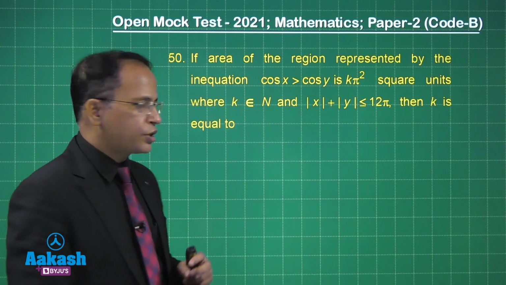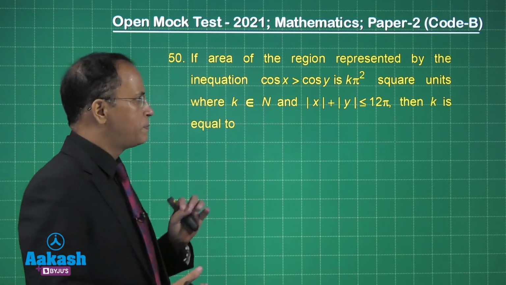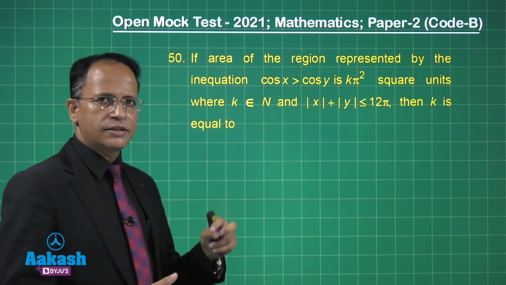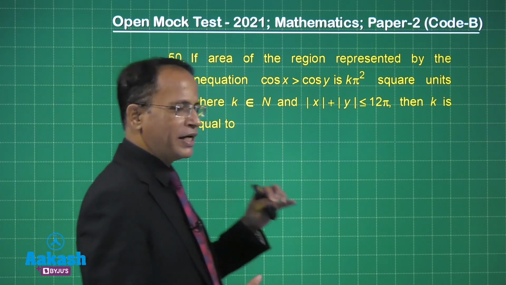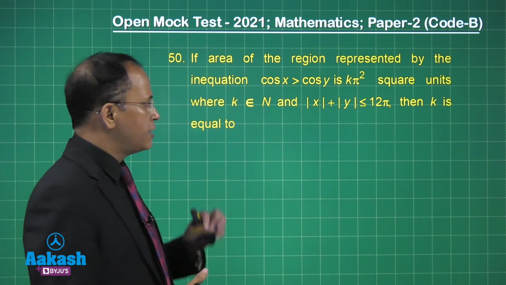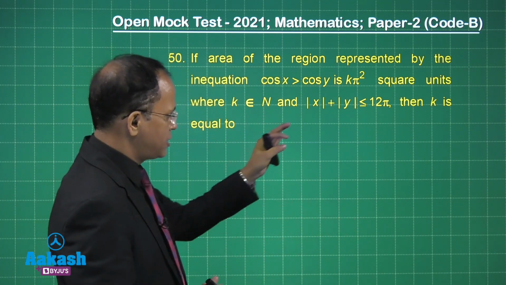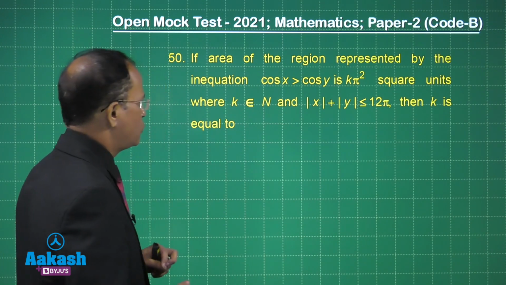Now students, let's talk about question number 50. If the area of the region represented by the inequation cos x is greater than cos y is k pi square units, where k belongs to natural numbers and mod x plus mod y is always going to be less than or equal to 12 pi. This has been given to us, and then k is equal to 1.